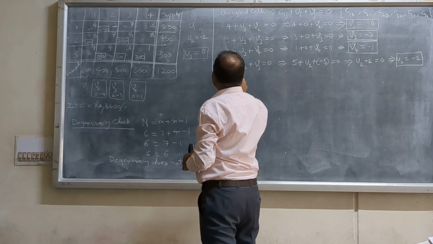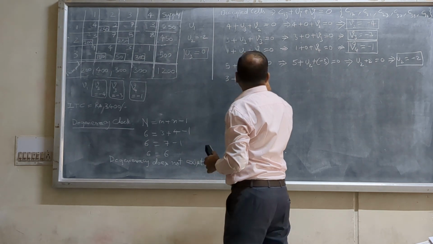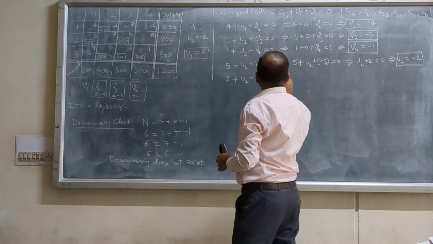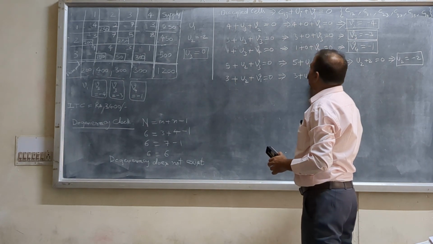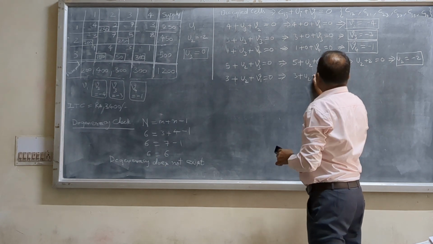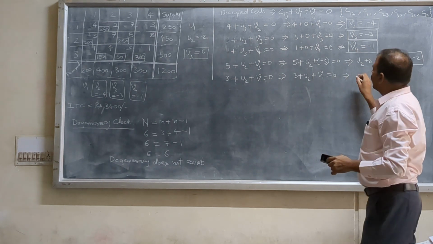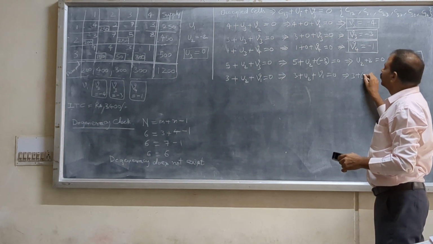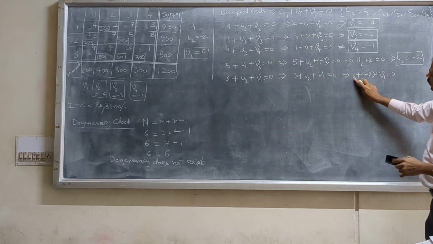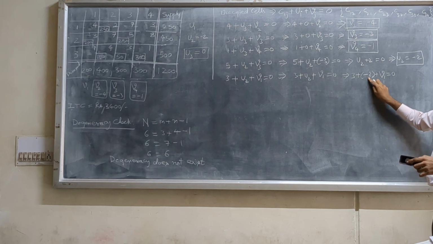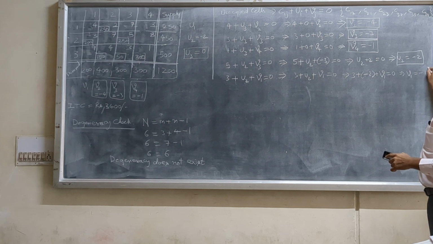So it is 3 plus U2 plus V1 is equal to 0. This implies 3 plus U2, we know U2 is minus 2, plus V1. This implies 3 minus 2 plus V1 equal to 0. See, plus into minus is minus. So 3 minus 2 is 1. So this implies V1 is equal to minus 1.